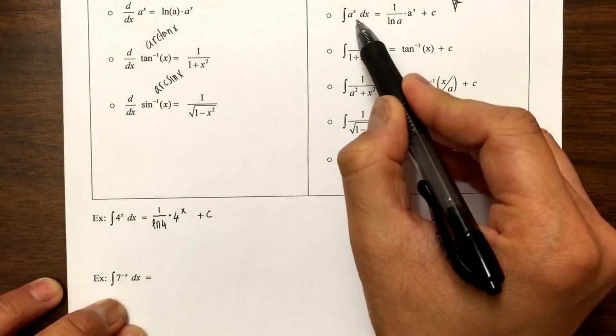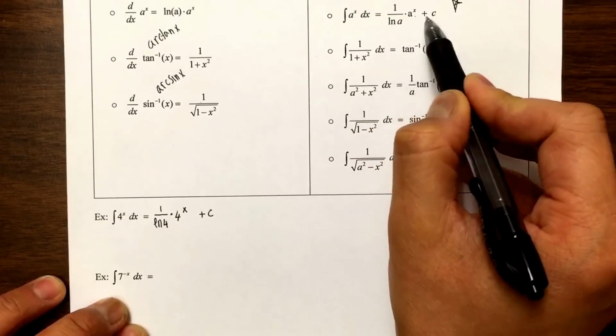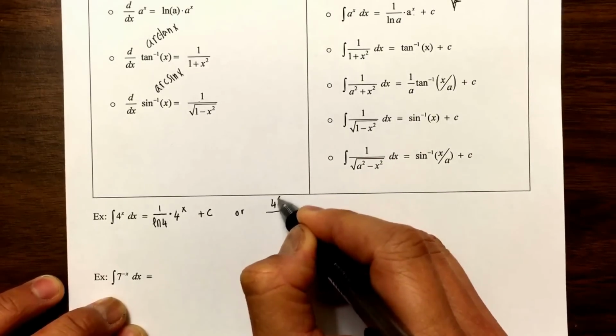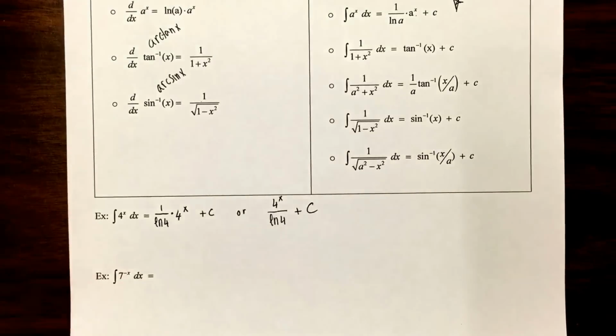All right, look what it says. Itself, times 1 over ln of whatever that base is, and then plus c. Now, there are times when you will see that the answer will be written like this. So there you go.